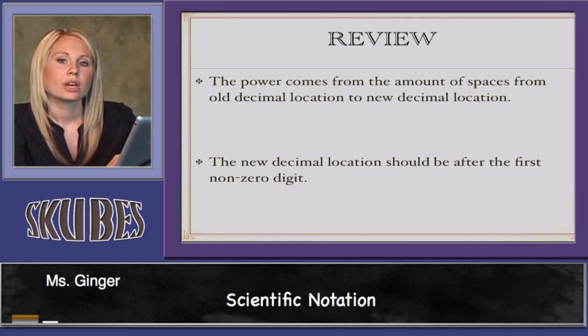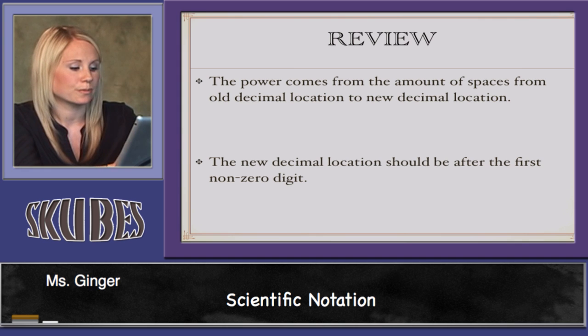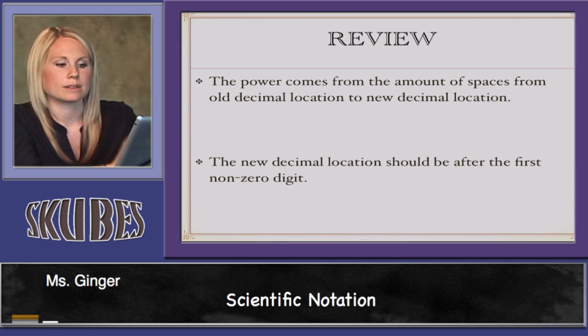So let's review. When you're trying to figure out where the power is going to come from or what power you're going to use, you're going to count the decimal location from old to new, and it's simply going to be the number of spaces you moved. And the new decimal should always be after that first non-zero digit that you see.